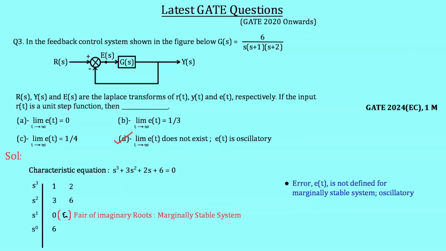Now let us see the third question. First, we are supposed to find the characteristic equation. After that, you have to form the Routh array where you will find that in the third row there is a 0, the occurrence of which means that there is a pair of imaginary roots, which further means that a system is marginally stable. And for a marginally stable system, the error is not defined as its value keeps on changing. In simple words, the value of error is oscillatory in nature and hence cannot be determined.